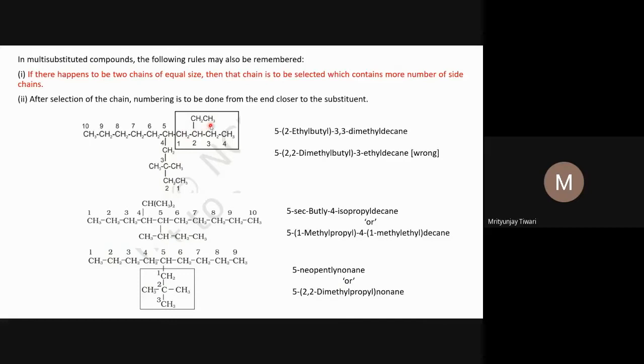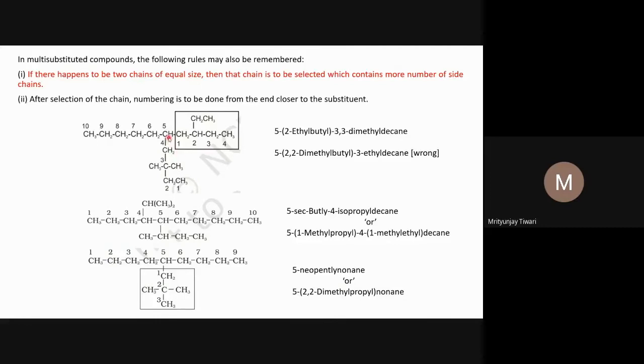So we have to find this: 1, 2, 3, 4. This is the butyl group, and this is actually ethyl butyl. So E will come first, before methyl. This branched hydrocarbon is ethyl butyl. So this name should be first, and the numerical positions we do not follow.